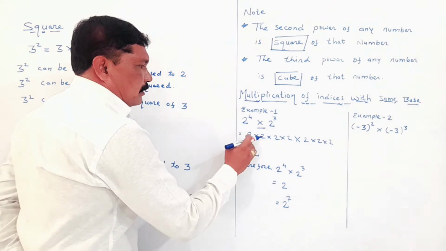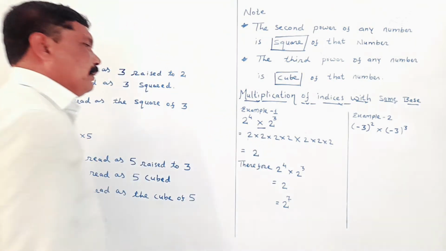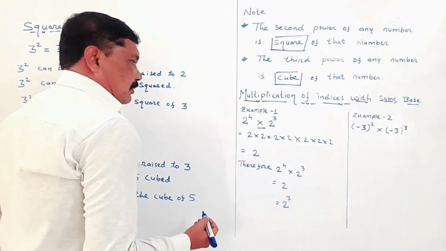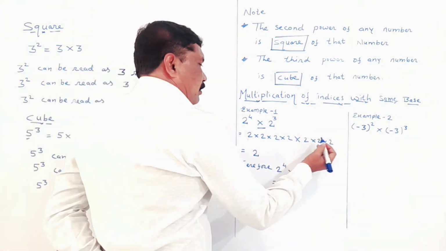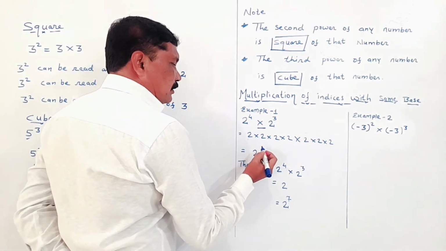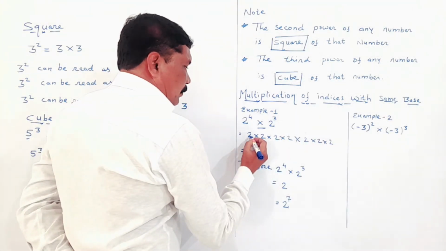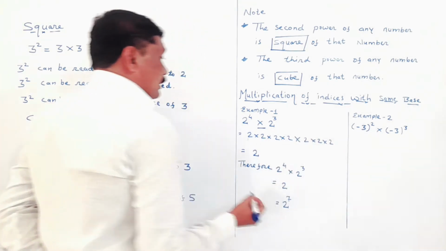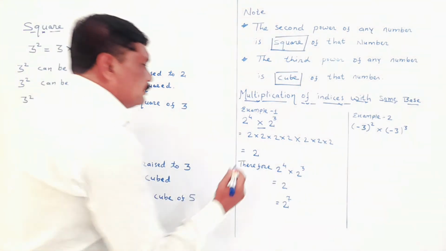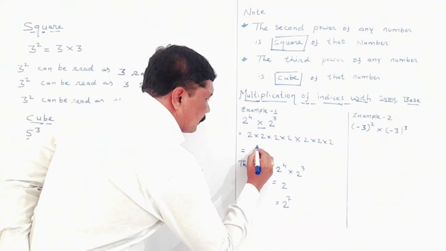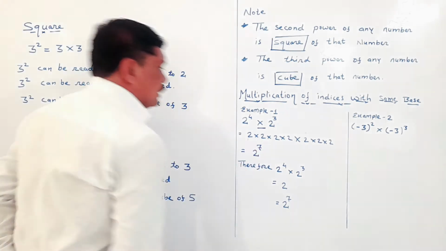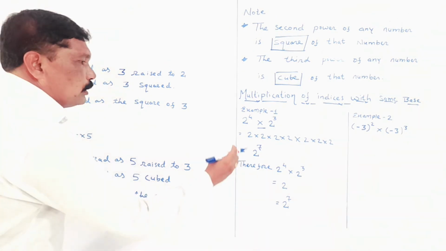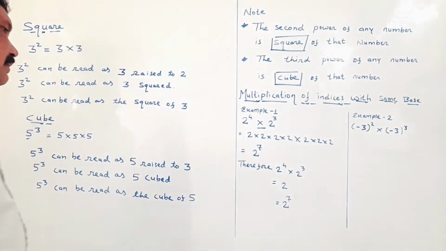Now, this base we can write one time and then count the number of the base which is multiplied. 1, 2, 3, 4, 5, 6, 7. The base is multiplied 7 times. So we can write here the index as 7, and this can be read as 2 raised to 7.